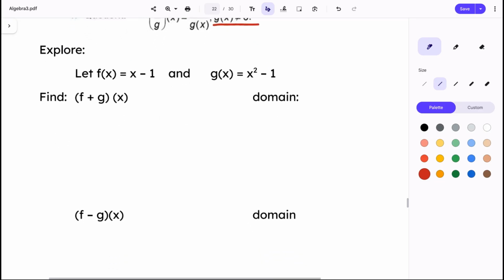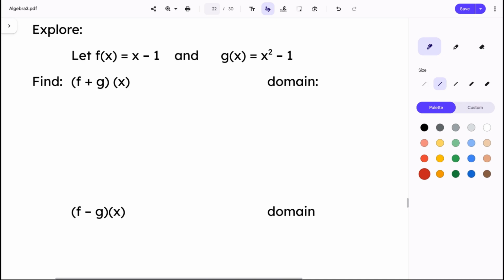We're going to start by just looking at the two functions that we have. We have f of x equals x minus 1, and we have g of x equals x squared minus 1. The first thing they want us to find is just adding f and g's functions together. So we're just going to bring down f, which is x minus 1. We're going to bring down g, which is x squared minus 1. And we're going to add these together. So I'm just going to put a plus sign in the middle. And then I'm just going to look for like terms that I can combine.